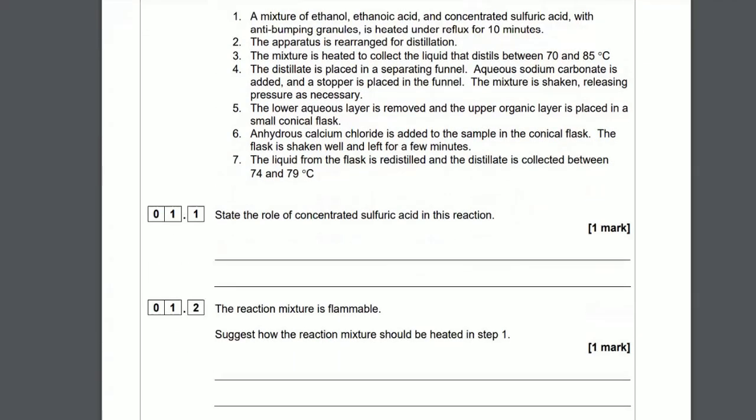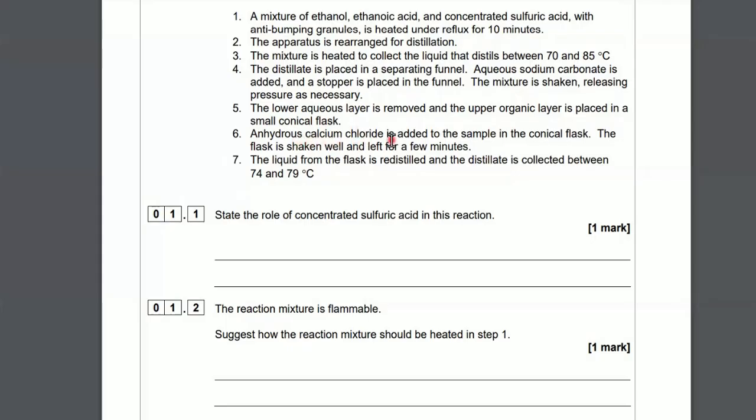Here we have the method. A mixture of ethanol, ethanoic acid, and concentrated sulfuric acid with anti-bumping granules is heated under reflux for 10 minutes. The apparatus is rearranged for distillation. The mixture is heated to collect the liquid that distills between 70 and 85 degrees. The distillate is placed in a separating funnel. The aqueous sodium carbonate is added and a stopper is placed in the funnel. The mixture is shaken, releasing pressure as necessary.